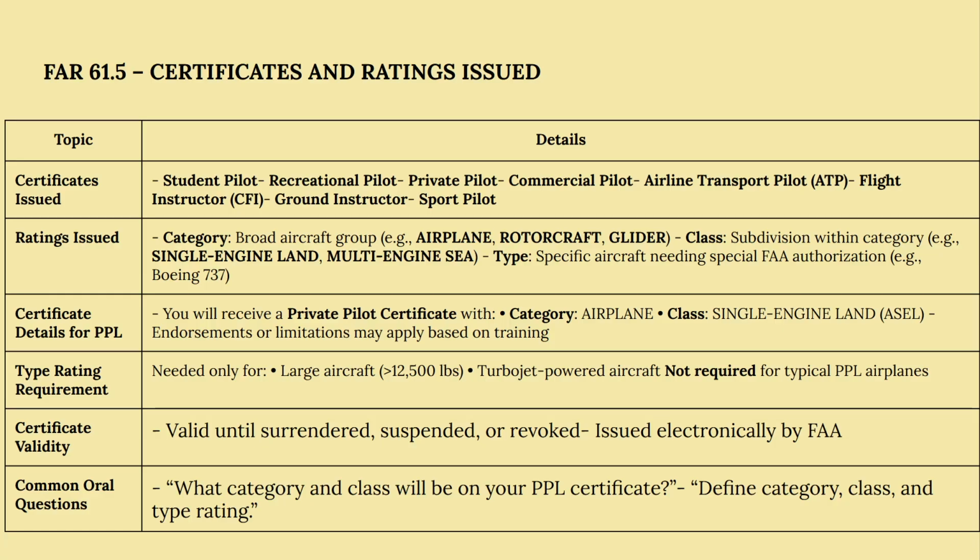Then certificate details for your private pilot. After passing your check ride, you will receive your private pilot certificate with a category of the airplane and then a class of the airplane from the endorsements. Then the type rating requirements. You will need an aircraft that weighs more than 12,500 pounds or is turbojet powered, but it's really not required for your private pilot license.